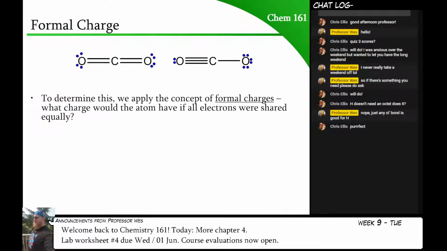Here's how formal charges work. We're going to calculate the number of electrons around an atom relative to what it contributes to the molecule as a whole. And so what that means is we're going to use this formula. The formula for formal charge is equal to the number of electrons it started with minus the number of electrons currently available.